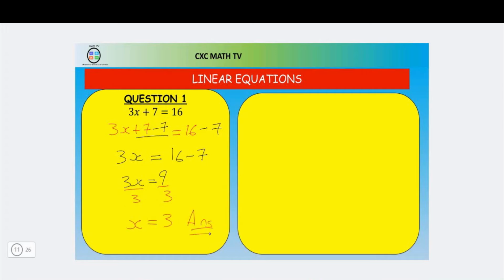That is your answer. You can always do a check to make sure your answer works. 3 times 3 plus 7 is 9 plus 7, which is 16. So guess what? It works out. Since it works out, we're good. We're good to go.